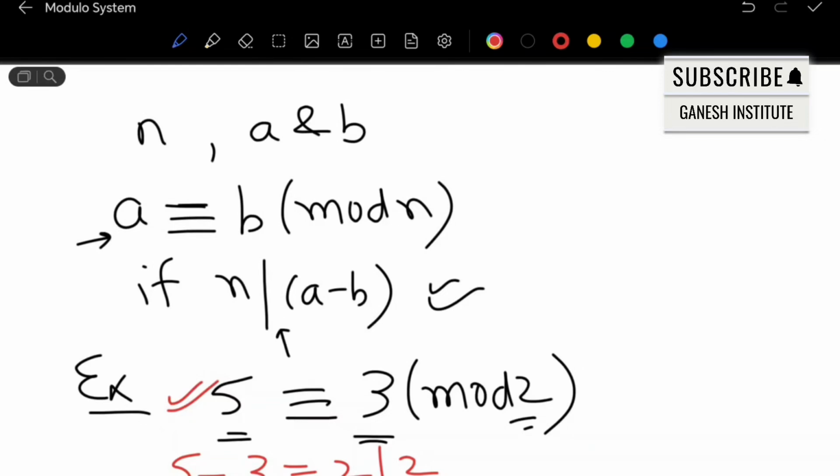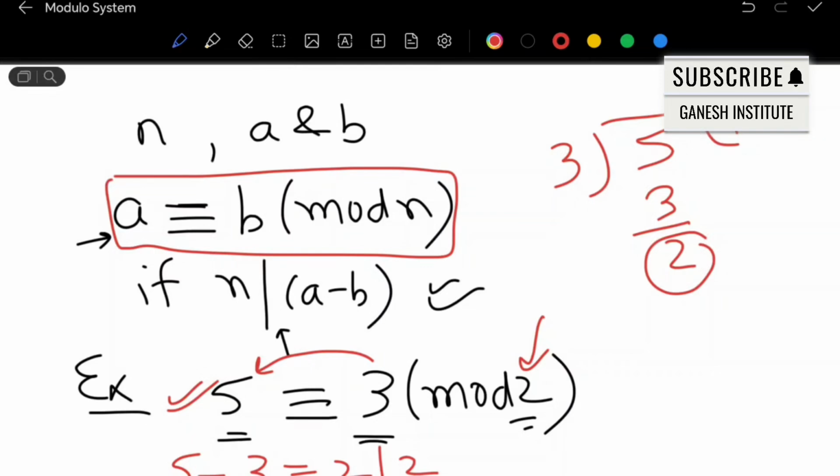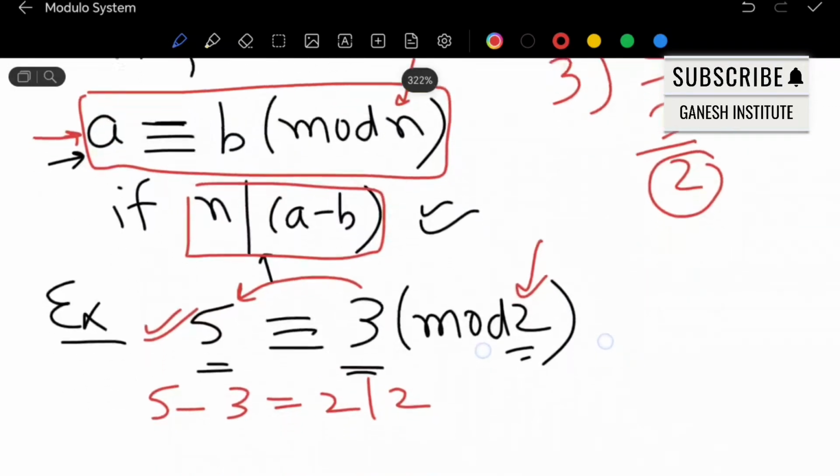Or you can remember it in this manner: if you divide 5 by 3, what will you get? 2 as remainder. This is the remainder. So this is also one way of remembering it. So we say the modulo system is like we have three integers. One integer is fixed and another two integers a and b are there. And we can write it as: a is congruent to b modulo n only if n divides a minus b. Got it?